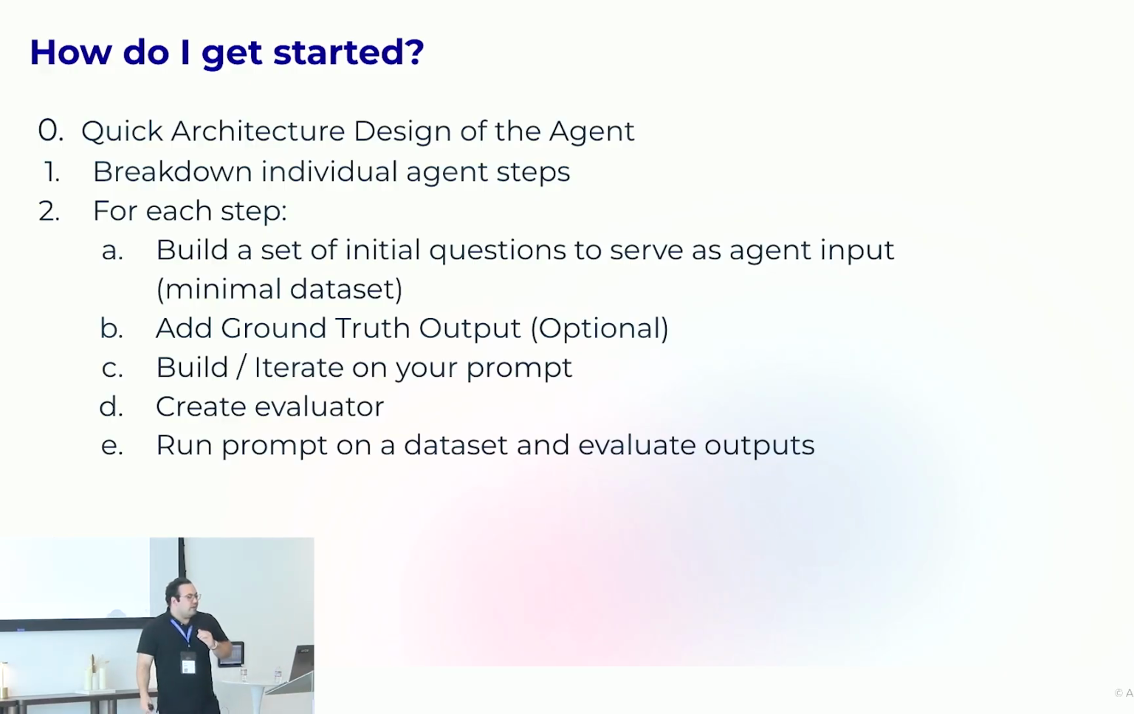so that you can actually build them out one by one. And then after you have done that, all you have to do is, for each step, you build a set of initial questions as agent input. This is what we call a minimal testing data set. You can add ground truth if you want, like what should be the perfect response to that question, let's say. And then you start building out your prompt, right, for that specific step.